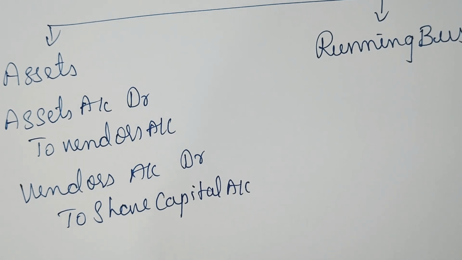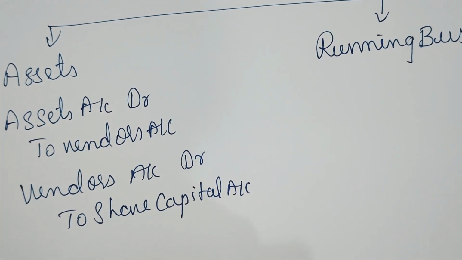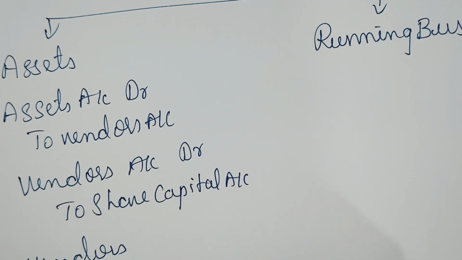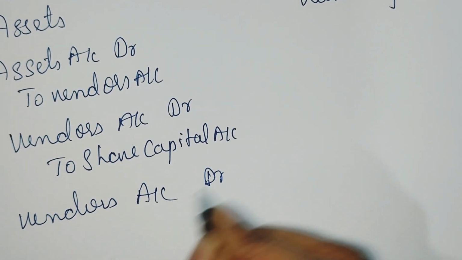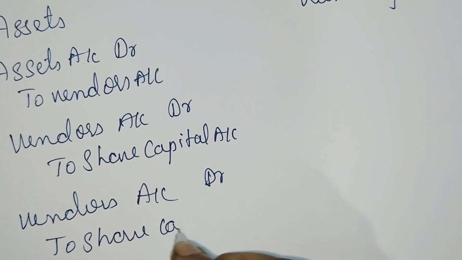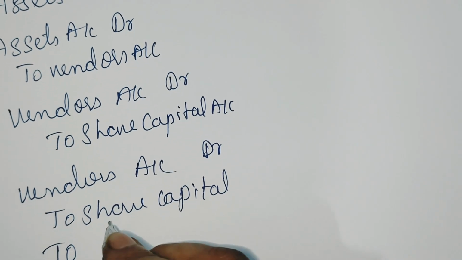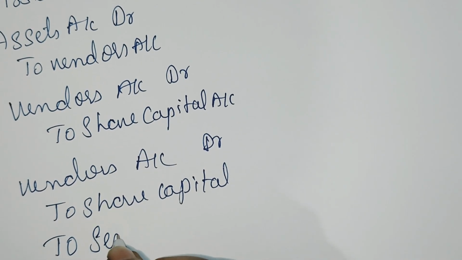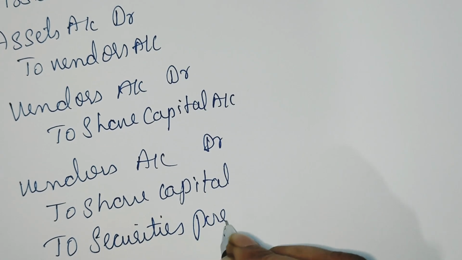Then in case of a running business, if you issued at premium, then what is the entry? The entry is vendors account debtor to share capital account. Always you are crediting the securities premium account. Remember this, securities premium account.